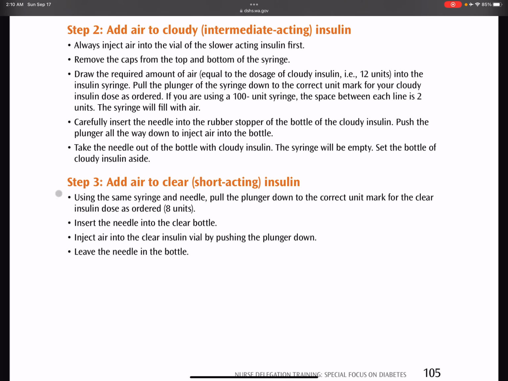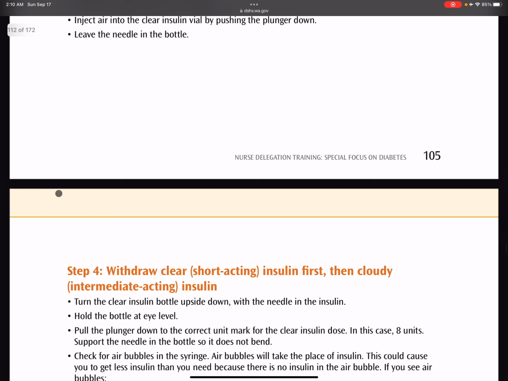Next step, which is the fourth. Withdraw clear, short-acting insulin first, then cloudy or intermediate-acting insulin next. Turn the clear insulin bottle upside down with the needle in the insulin.